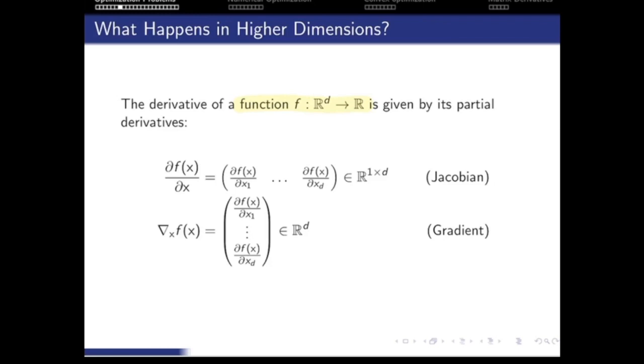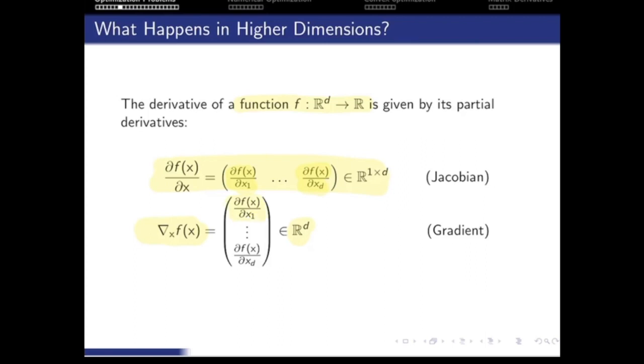Now, the derivative of a function which maps from a vector space to the real numbers is given by its partial derivatives. And the partial derivatives are noted here. Very important here for this lecture is the definition of the gradient. The definition of the Jacobian is mentioned here for completeness. It's basically the transpose of the gradient, but most of the times we will work with the gradient. And if we have a function which maps from a d-dimensional space to one-dimensional space, then the gradient has the same dimensionality like the input space. So it's a d-dimensional vector, and in every entry of this vector we have the partial derivative.